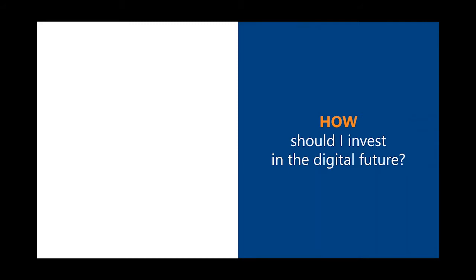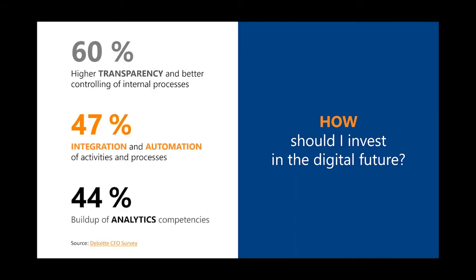So let's dive into the topic itself. And I think when we look at customers who talk about digital transformation in different kinds of areas, in the meanwhile they have a pretty good view on how to invest, and these are primarily three areas. The first one is everything around transparency. So to have a higher transparency in controlling systems and internal processes. So that is one key aspect.